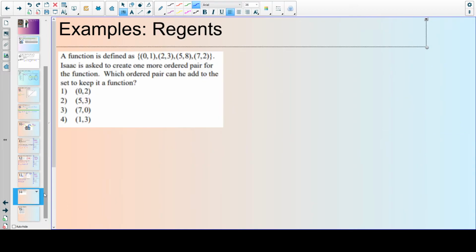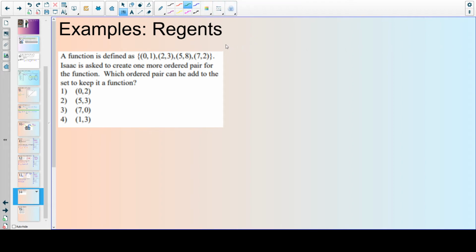Let's do some Regents questions. So a function is defined as (0, 1), (2, 3), (5, 8), (7, 2). Isaac is asked to create one more ordered pair for the function. Which ordered pair can he add to the set to keep it as a function? So remember what a function means. In simplistic terms, none of the x values can repeat.